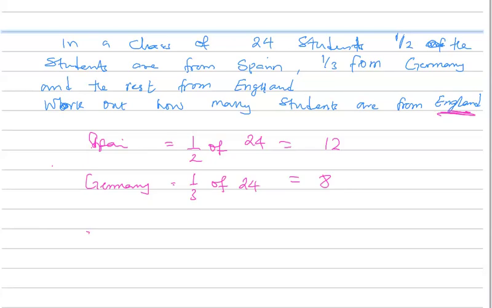Then from England will be what? 24, the rest. It's going to be the rest: 24 minus 12, minus eight. That gives you four. So four from England, yeah. Who got four? Good.